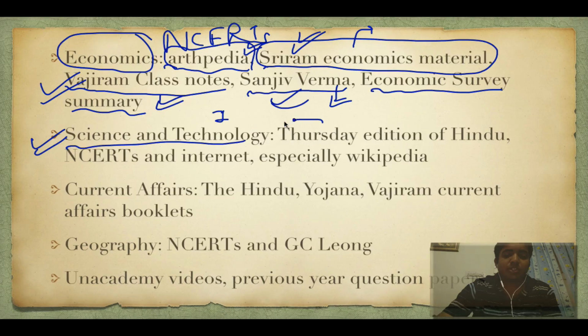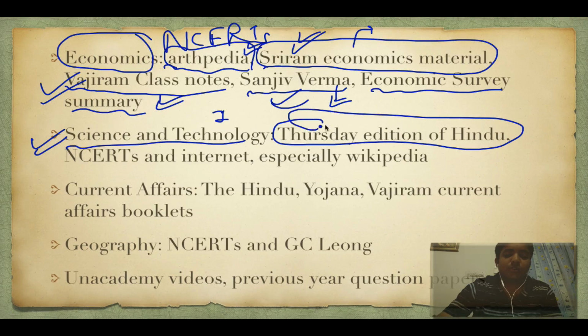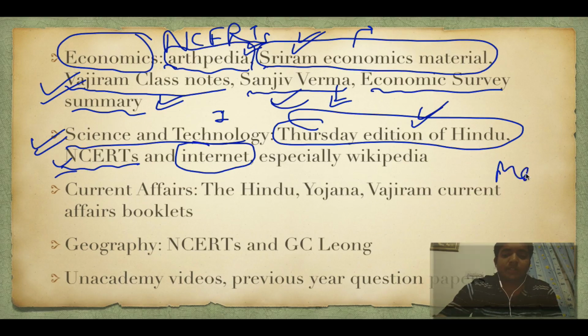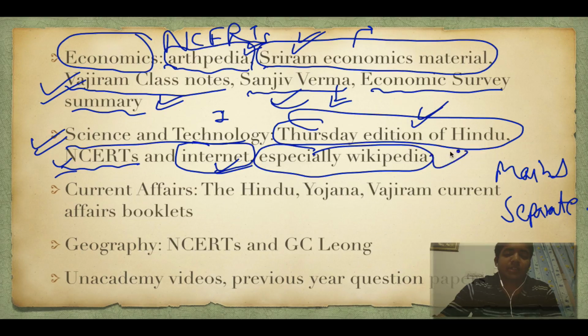Then we have science and technology. For science and technology, do read the Thursday edition of The Hindu, which covers science and technology news. Then we have NCERTs, of course, and the most important source will be the internet. This is the book list entirely for the preliminary examination, not for mains. For the mains examination, I will be making a separate video soon. For the internet, the Wikipedia website is extremely important as far as science and technology is concerned.